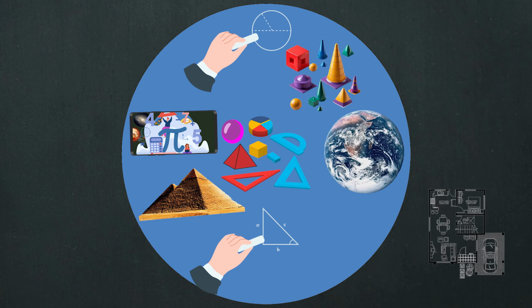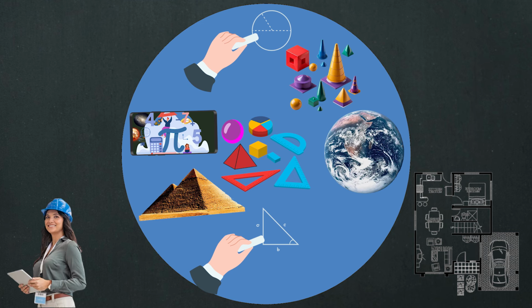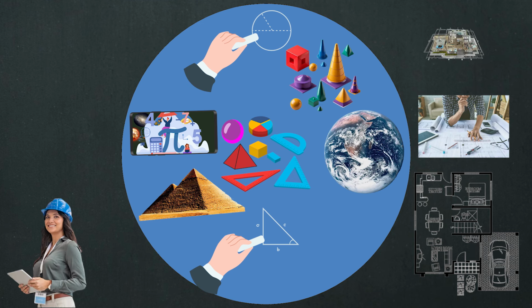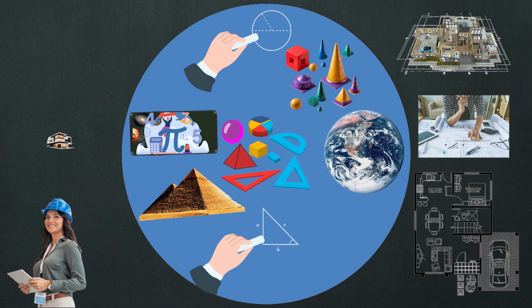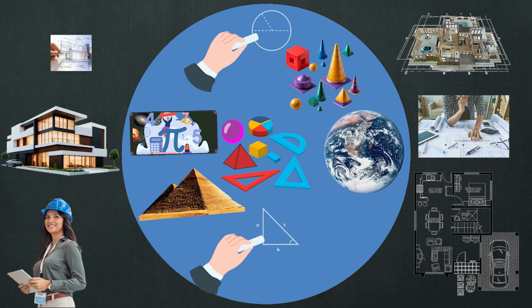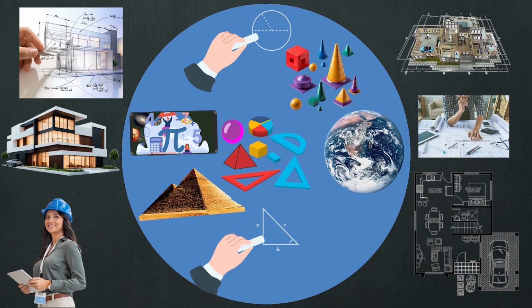Example: think about designing a house. Architects use geometry to create blueprints that ensure the building is structurally sound and aesthetically pleasing. They calculate angles, areas, and volumes to maximize space and ensure stability.